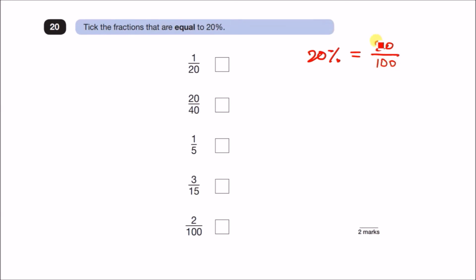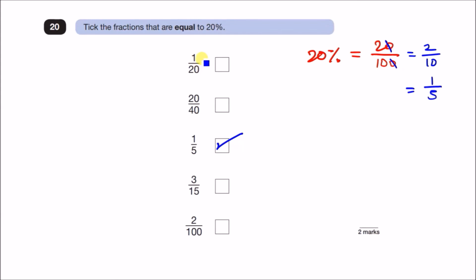Now all you've got to do is simply realize that we can just cancel down this fraction. Well, they both have 0, so let's divide both by 10. So the zeros go, left with 2 out of 10. And then breaking this down further by dividing by 2, you can get 1 out of 5. So 20% is 1/5. So looking at all the values here, well, this is one of them. Now, is anything else similar to 1/5 or 20%?